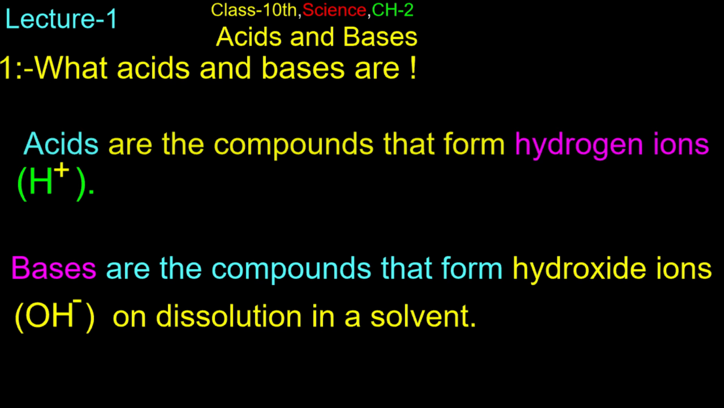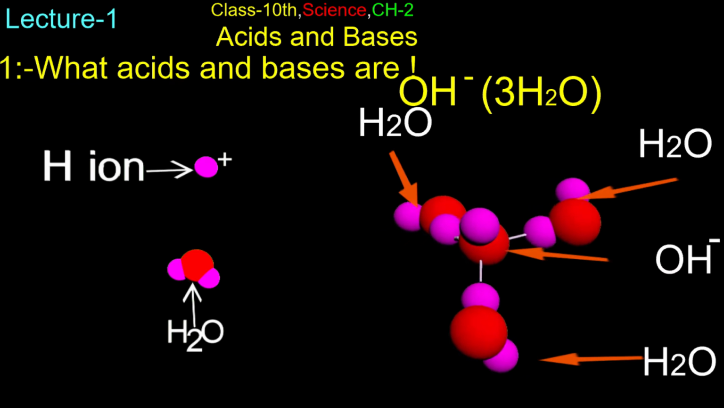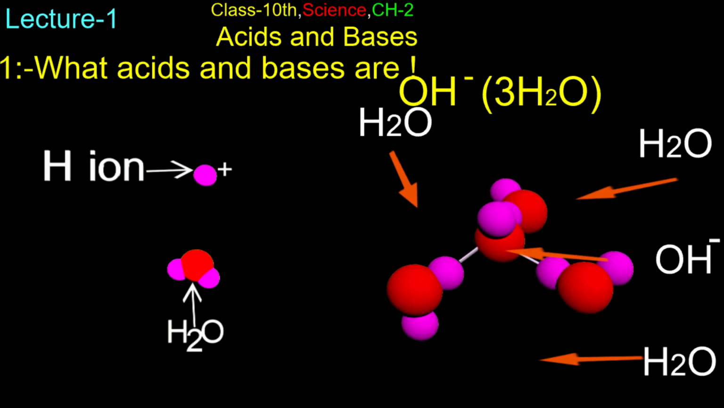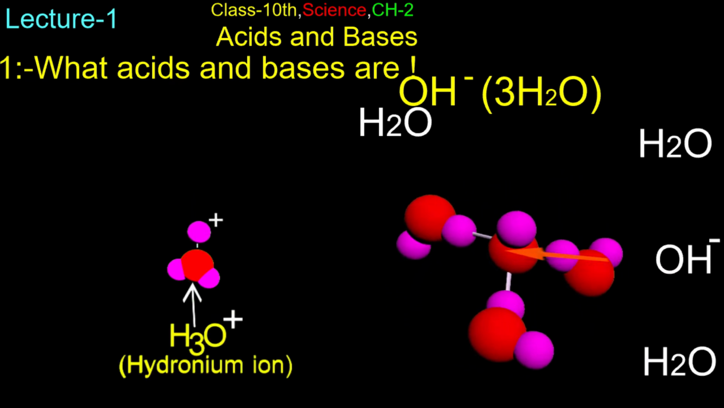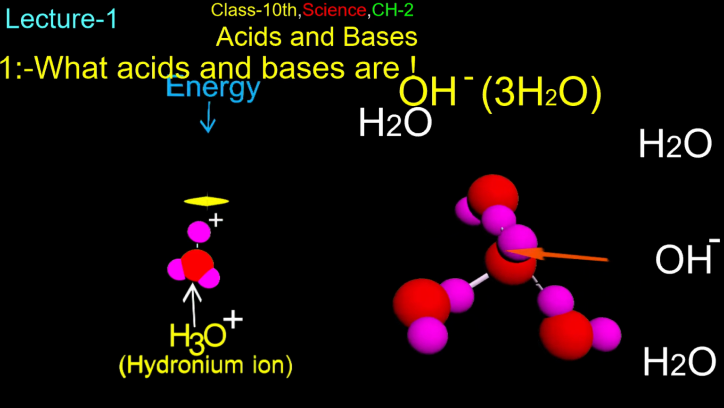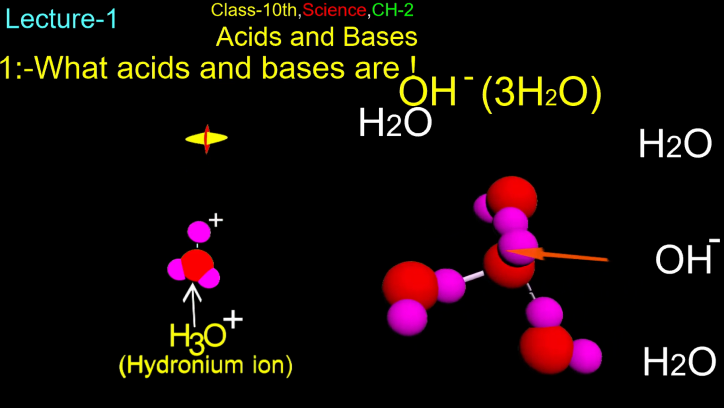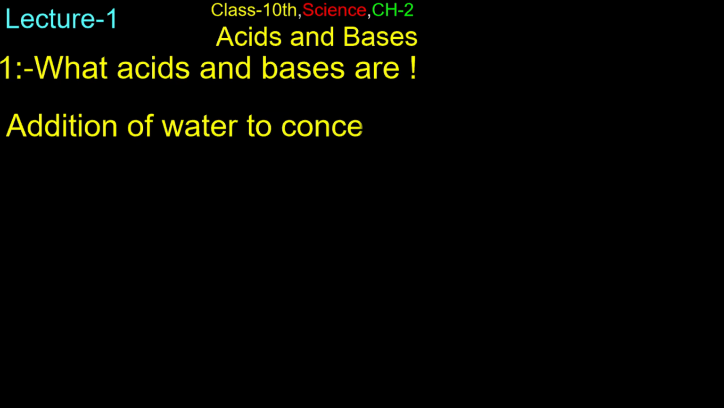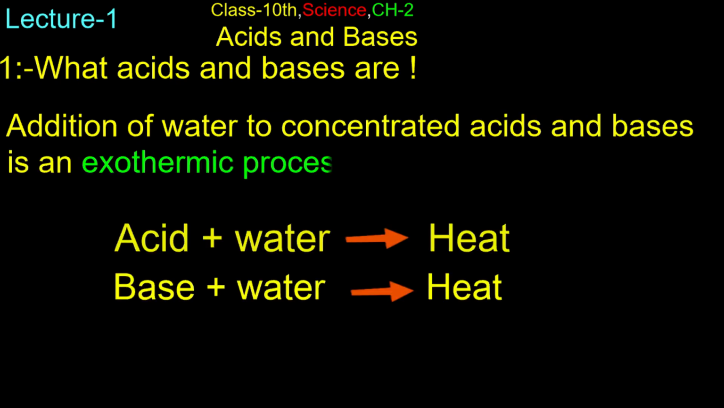About other concepts we shall read in higher classes chemistry lectures. Remember that hydrogen and hydroxide ions do not exist independently. They are hydrated by water molecules. That is why addition of water to concentrated acids and bases is an exothermic process.